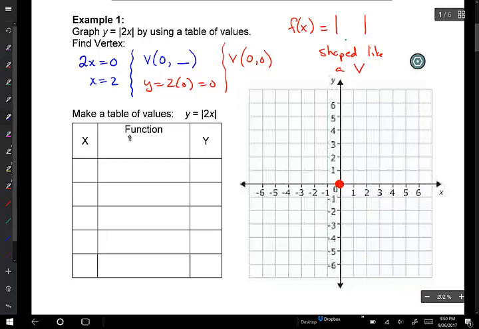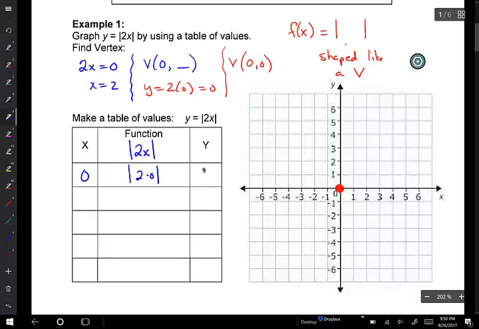We have our function, the absolute value of 2x. So if x equals 0, we've already shown that 2 times 0, absolute value, is 0. Let's plot the value 1. 2 times 1, absolute value, is 2. And plot the value positive 2. So 2 times 2, absolute value of 4, is 4. So I'm going to plot these points: 1 comma 2, 2 comma 4.